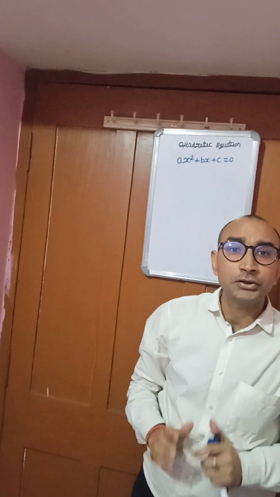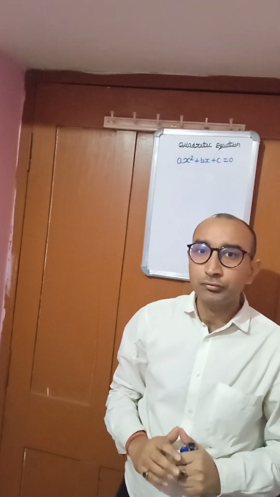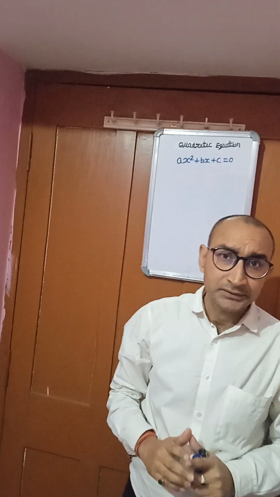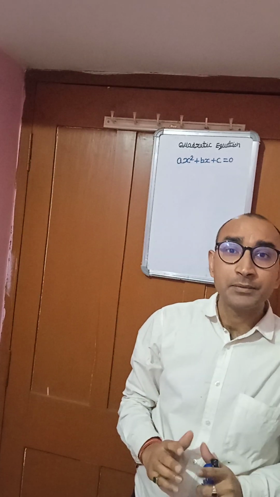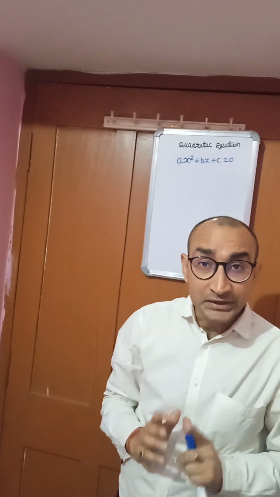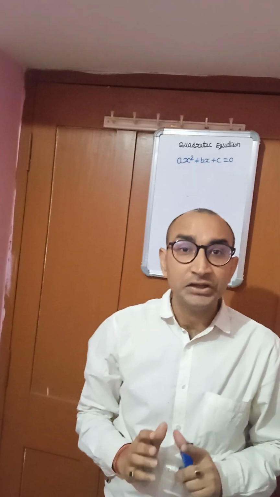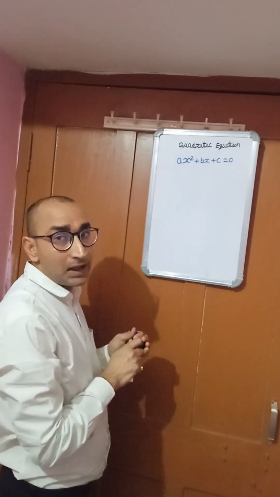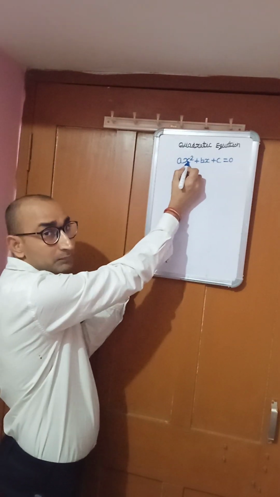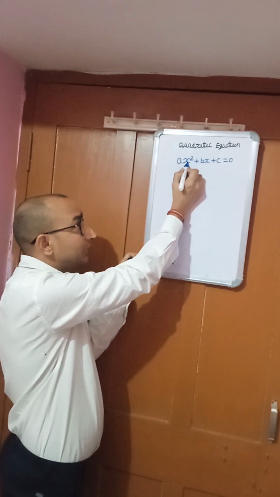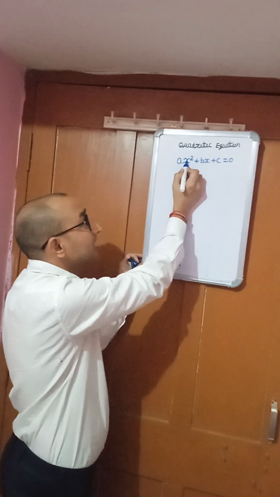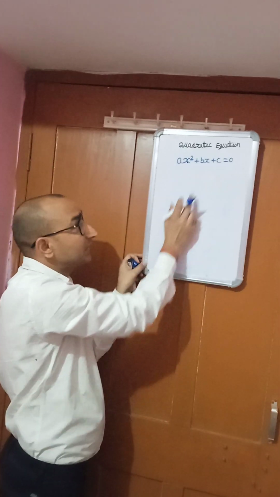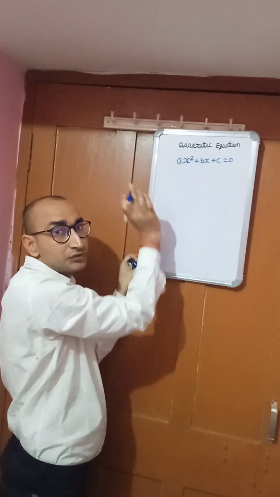What is a quadratic equation? A quadratic equation means an equation which has highest power 2 and it also contains an equal to sign. See here, the highest power is 2. Variable x has highest power 2 and it has an equal to sign also. That is why it is called a quadratic equation.